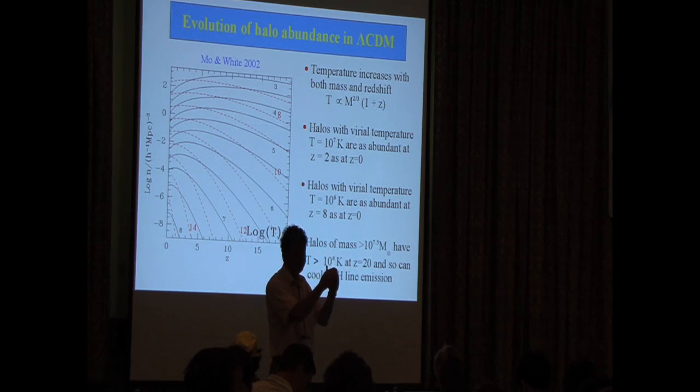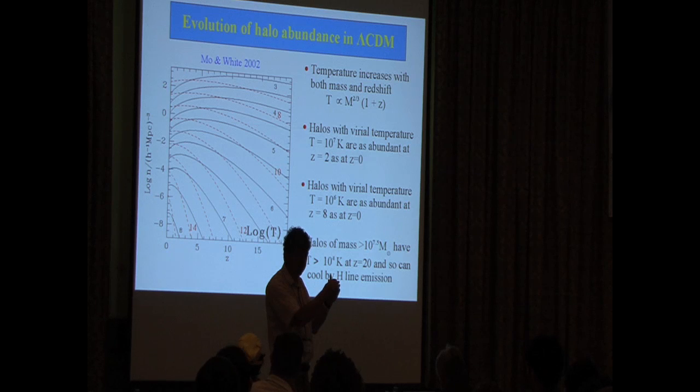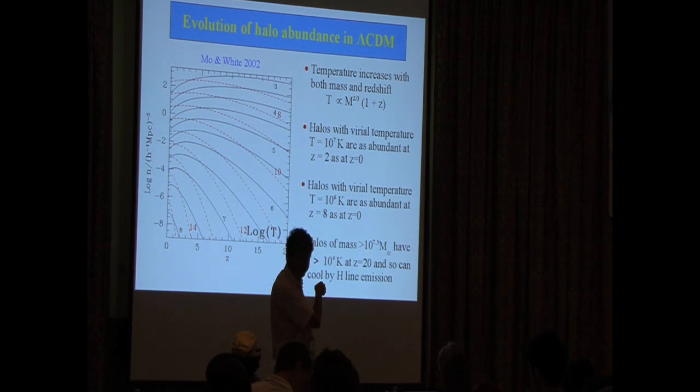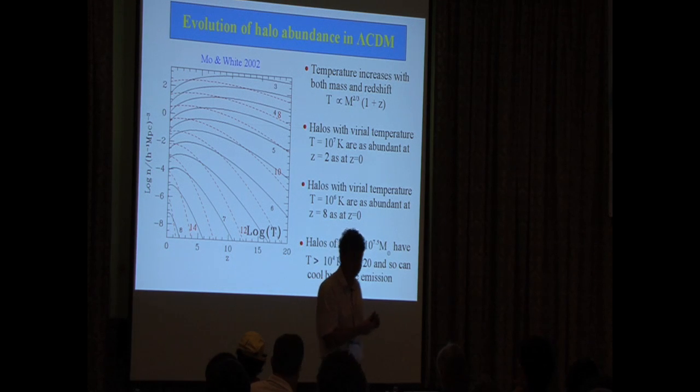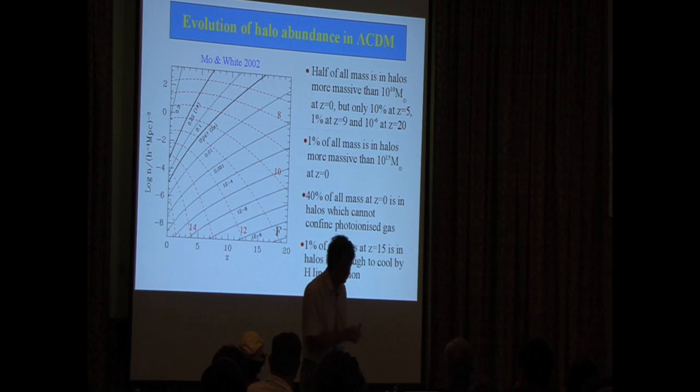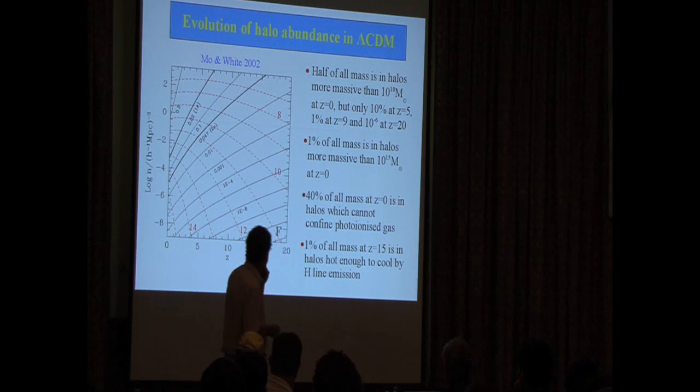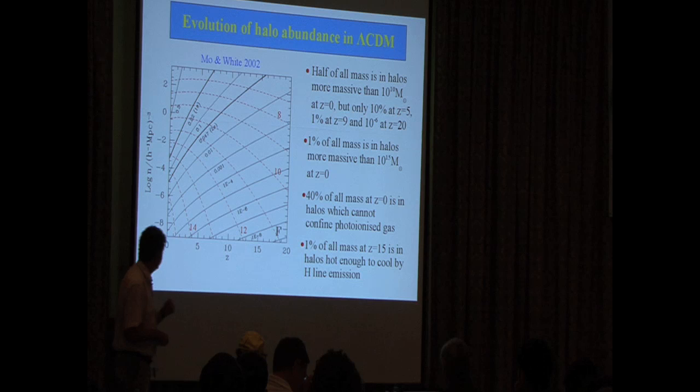So when these things are collapsing, they will have cold gas with them. That will shock when the things collapse, and the temperature it reaches after the shocks will be of the order given by this plot. And so this plot then tells you whether it will be able to cool and perhaps form stars. It's telling you something about the abundance of objects.